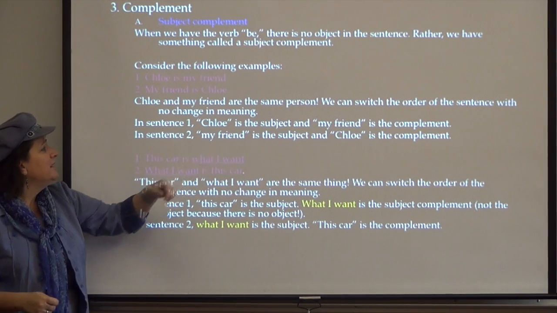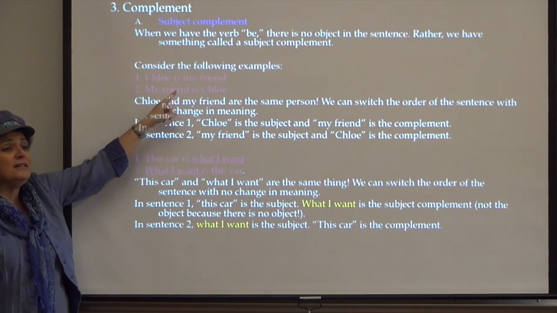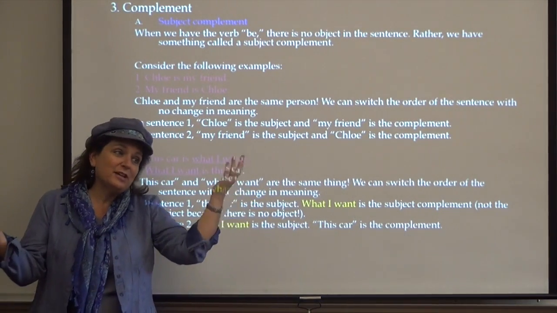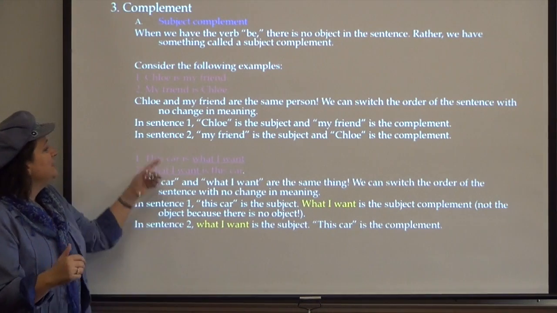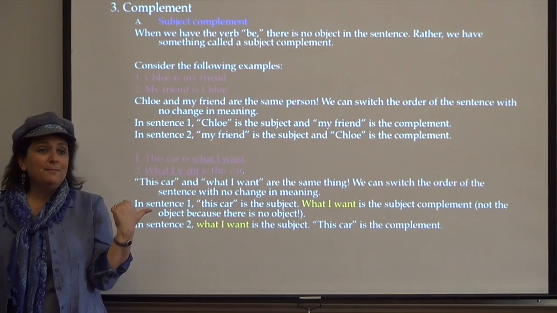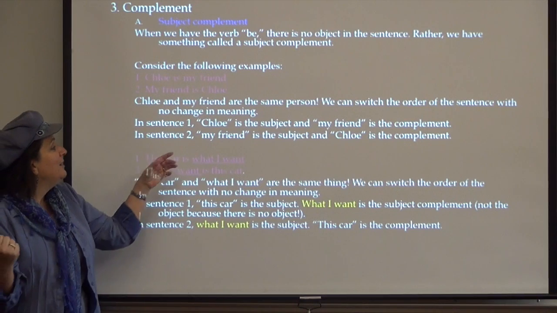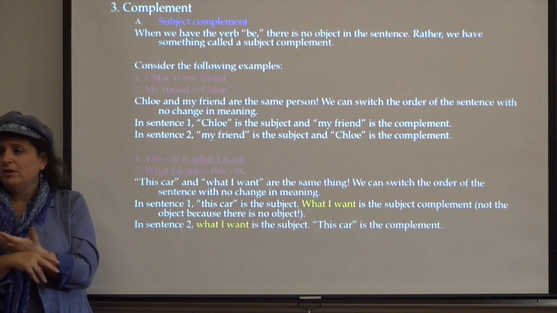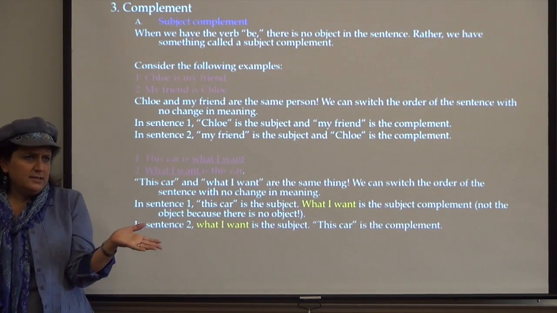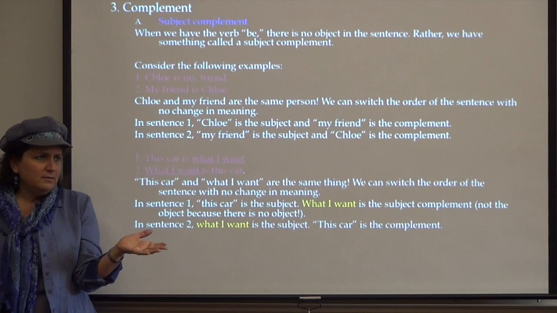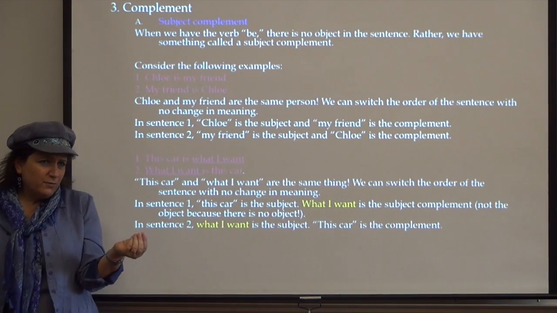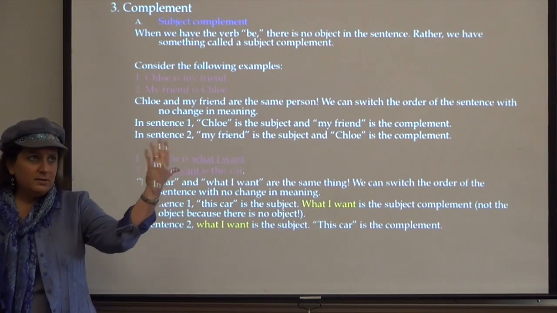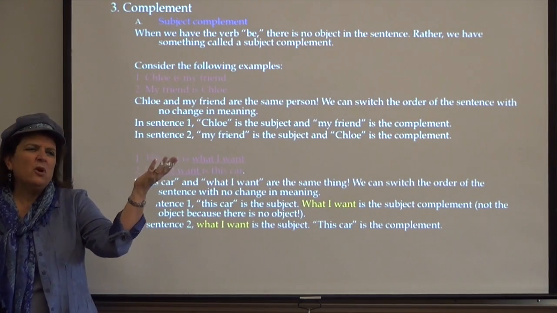In sentence 1, Chloe is my friend. Chloe is the subject, and my friend is the subject complement. In sentence 2, my friend is Chloe. My friend is the subject and Chloe is the complement. Okay, is that easy? Is that an easy concept to understand? Yes. Because normally with most verbs it's subject, verb, object. Here this is subject, verb, subject. But we call it the subject complement.